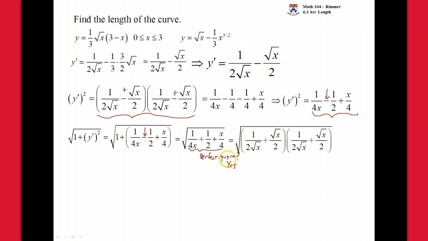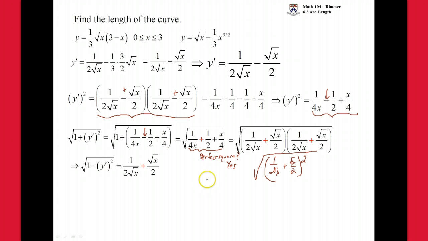And so it is the square of the same thing with the plus sign. Okay, it is 1 over 2 root x plus root x over 2, the whole thing squared, and that's under a root. So they cancel out. That guy is a perfect square. And so when you take the root, you lose that, and you just get what's underneath.